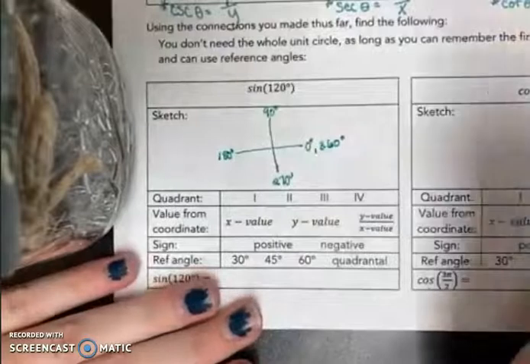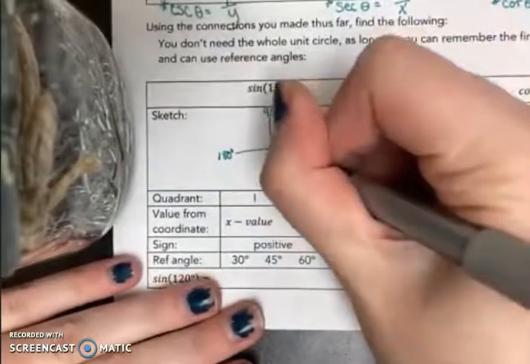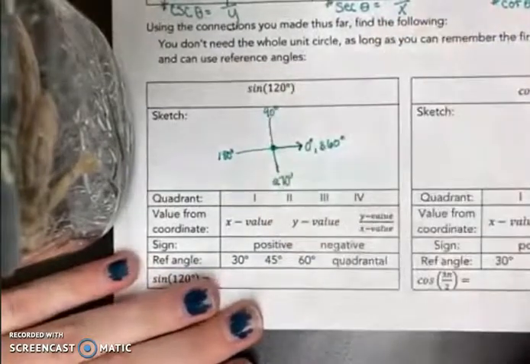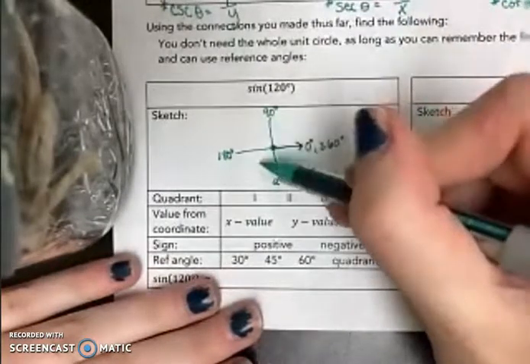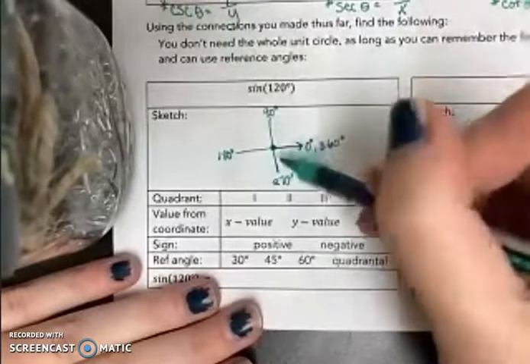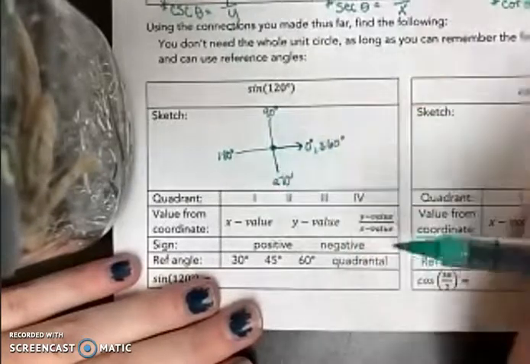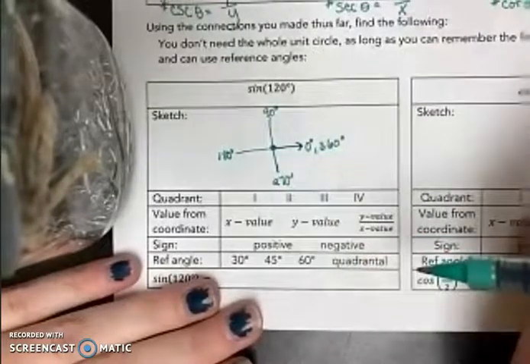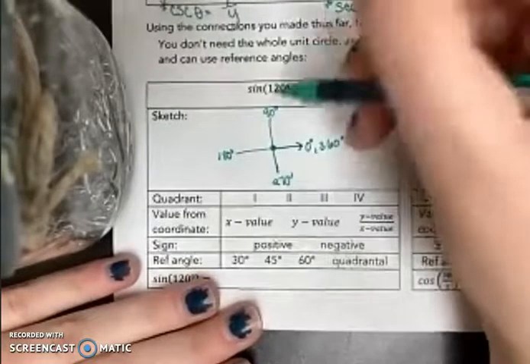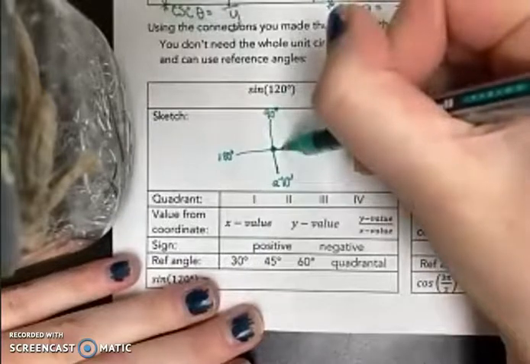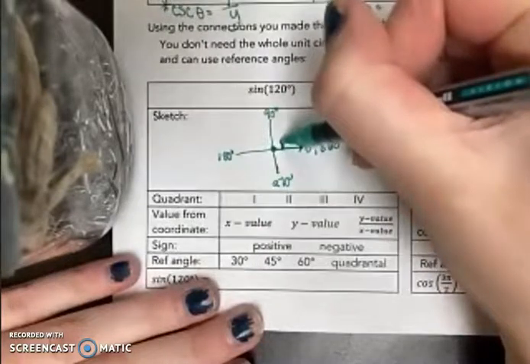When we draw our angles, we always start in standard position. So this is my initial side. If I have a positive theta, I'm going to rotate in a counterclockwise rotation. If I have a negative theta, I'd go in a clockwise rotation. Because I have a positive 120, I'm going to go in a counterclockwise rotation. So I'm going to start at 0. I'm going to go in this direction.